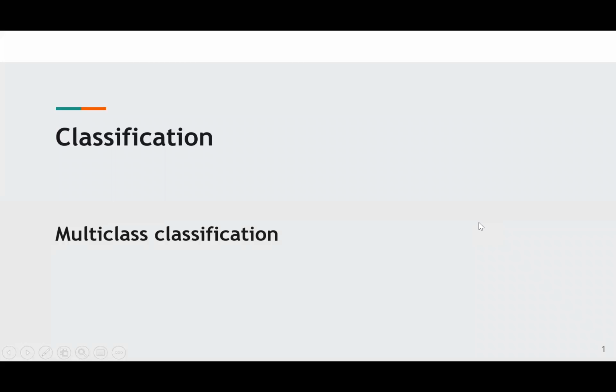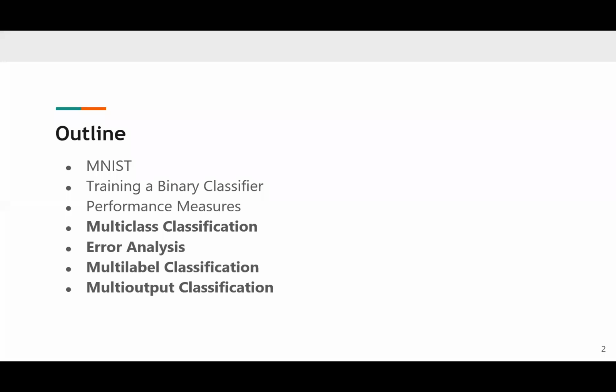Hello everyone. Let's continue our discussion on classification. Specifically, we want to discuss multi-class classification. We have already studied the MNIST dataset. Specifically, we trained a binary classifier, using the SGD classifier on the MNIST dataset. For that specific example, we used whether it's a 5 or not, and tried to train the binary classifier.